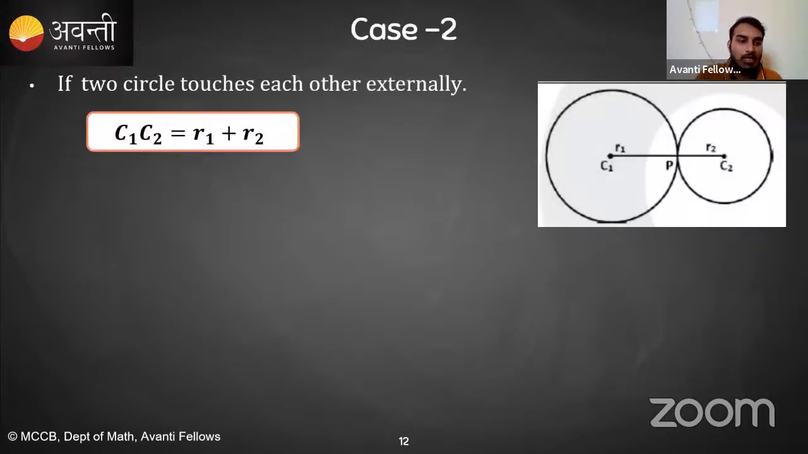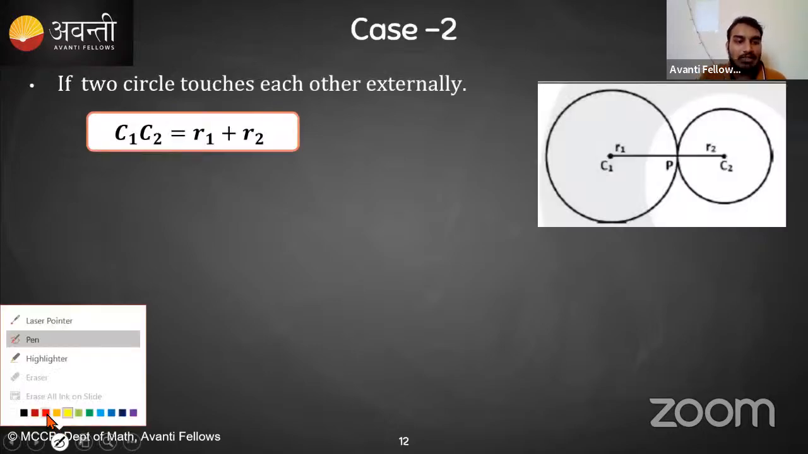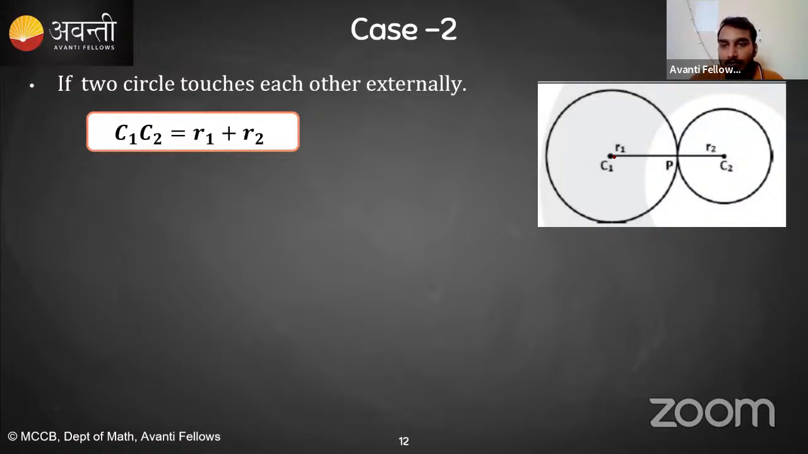Case 2 is if 2 circles are touching each other. What is the condition for two circles to touch each other? Let these two circles touch at point P. This is R1 and this is R2. The distance between the centers C1C2 should be R1 plus R2. Then only the two circles are touching each other. Yes or no?